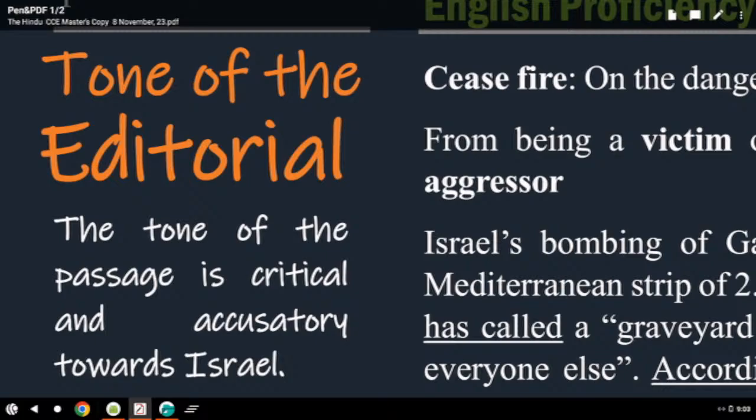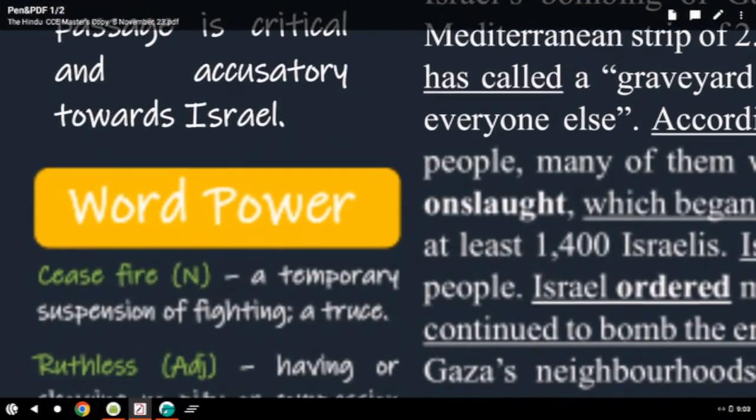Write the noun form accusation or the verb form accuse. Accuse means point out someone, say someone has done something wrong without proof. We also use the word allegation. Write two words, accusation, allegation. The tone of the passage is critical and accusatory towards Israel. The editorial does not approve Israel's action. As simple as that. And today we have a few important words.